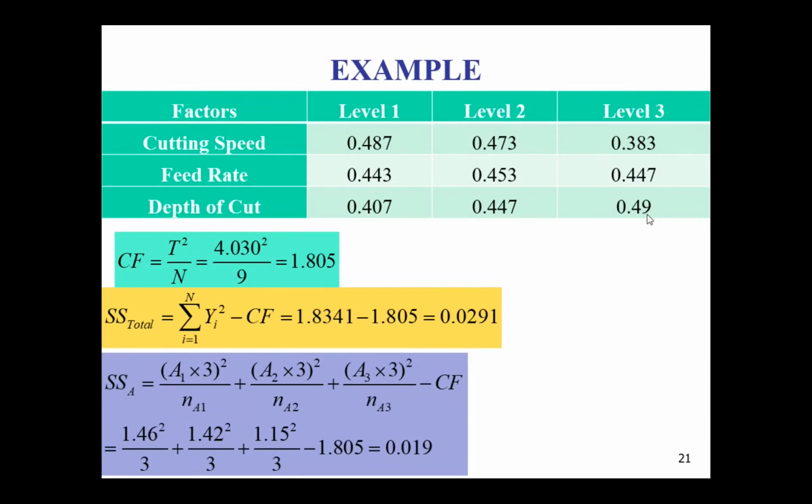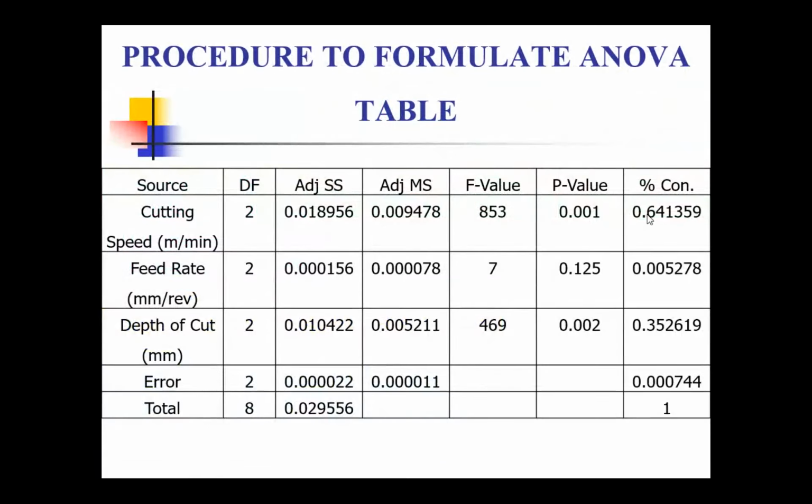Similarly, we are going to compute the sum of squares for feed rate and the sum of squares for depth of cut, and then we are going to record it here. So here the degrees of freedom. Be attentive in this. This is very much important. In cutting speed, I have 3 levels. So my degrees of freedom is 3 minus 1 equal to 2. For feed rate, 3 levels. So 3 minus 1 is equal to 2. And for depth of cut, the total level is 3. So 3 minus 1 is equal to 2.